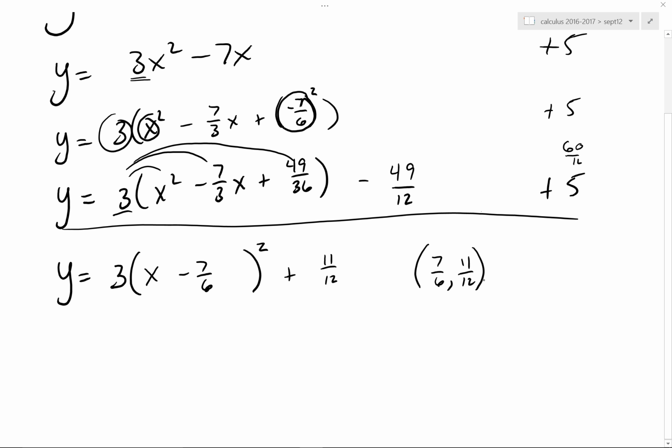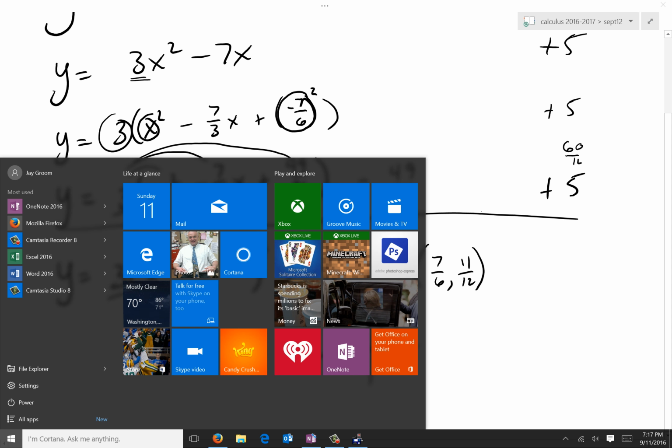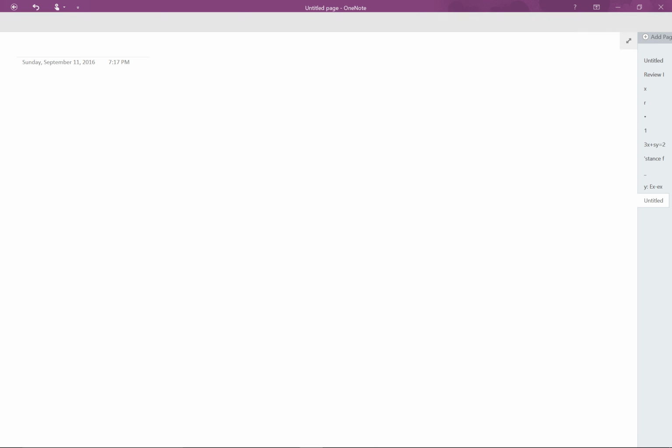Now, here's the good news. This parabola opens up, because the leading coefficient is positive. Which means this point here is a minimum. All right, one more, and then I think we'll call it a night.